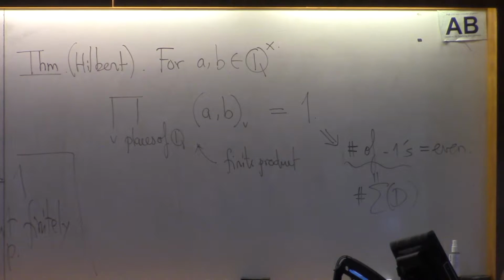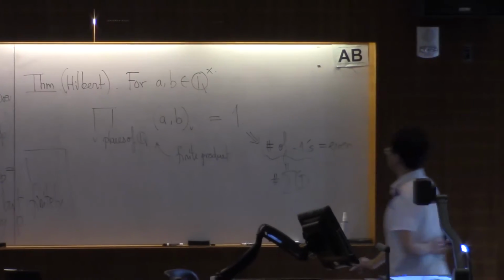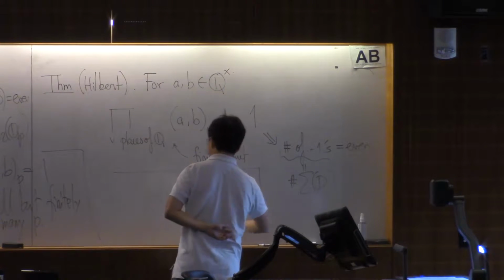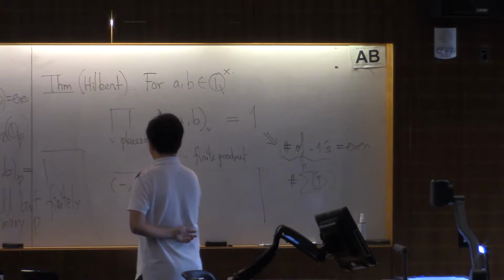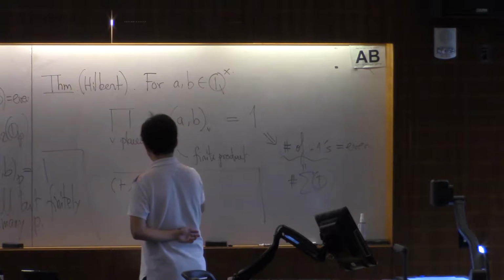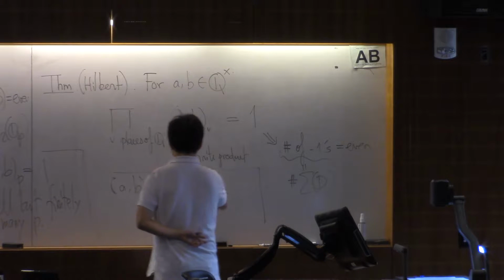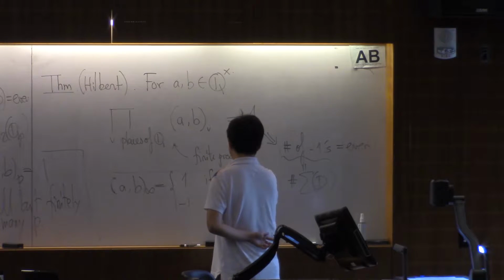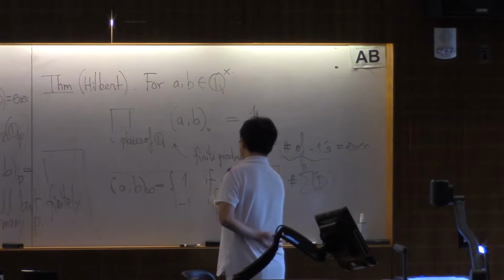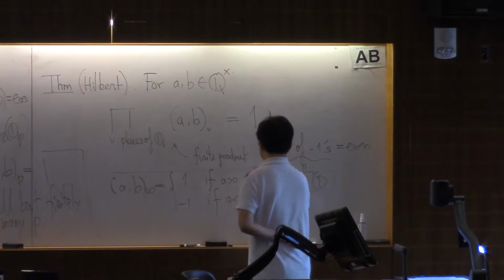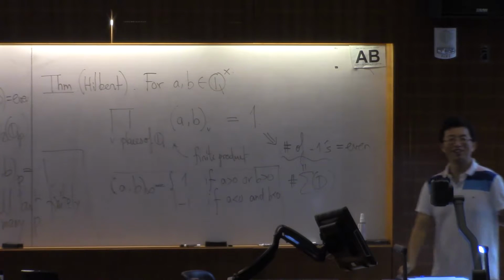Yes? Can you remind me of the Hilbert symbol for the infinite place? Yes, we'll use that later, so I'll write it down here. It is 1 if a is positive or b is positive, and negative 1 only if both are negative.